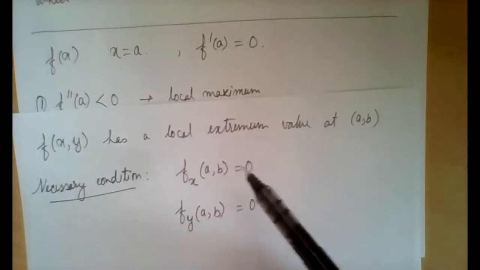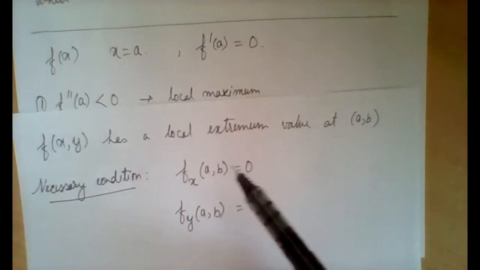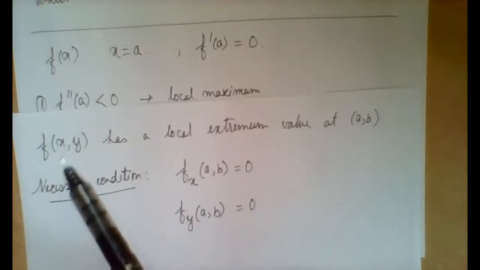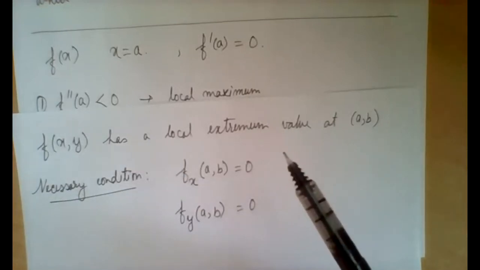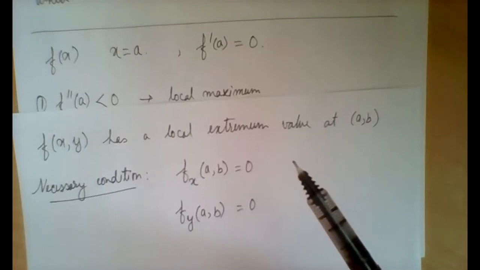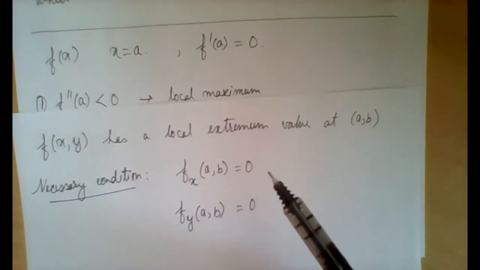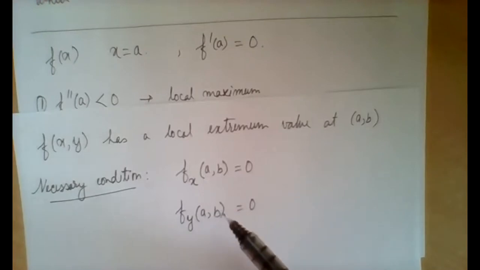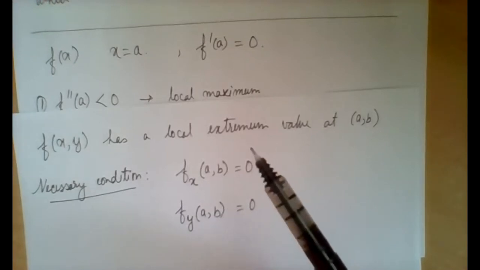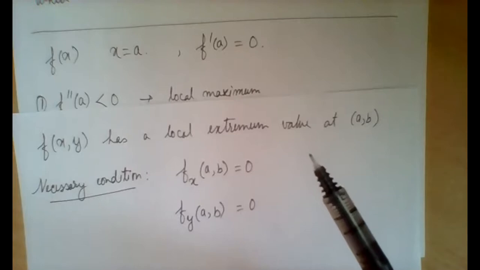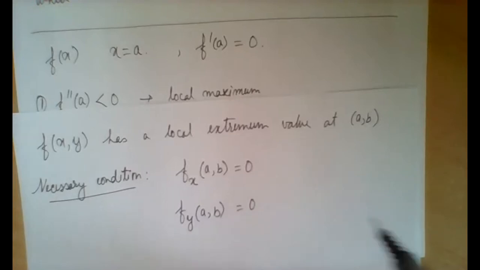But these conditions are not sufficient. If these conditions are satisfied, the function need not have an extremum value. I can consider examples where these two are 0, but the function does not have an extremum value at that point. Another example I might discuss.